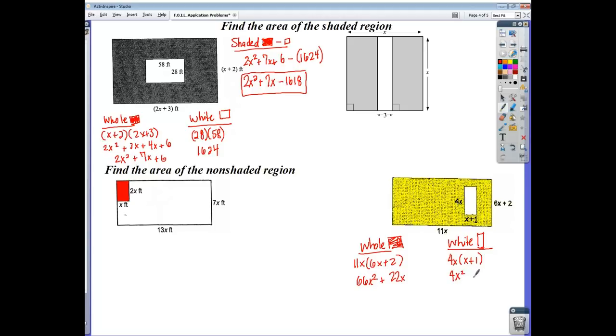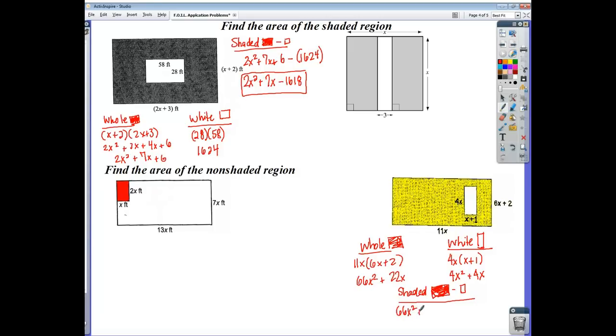So I'll take the monomial 4x multiplied by the polynomial x plus 1, and we get 4x squared plus 4x. So to find the area of the shaded, we need to take the whole, pretend like we shaded out the whole thing, and then subtract the white rectangle.